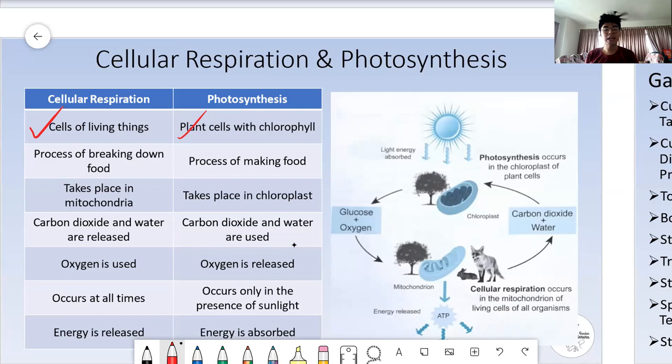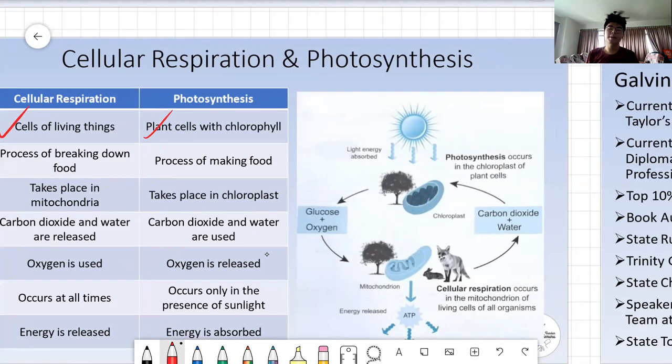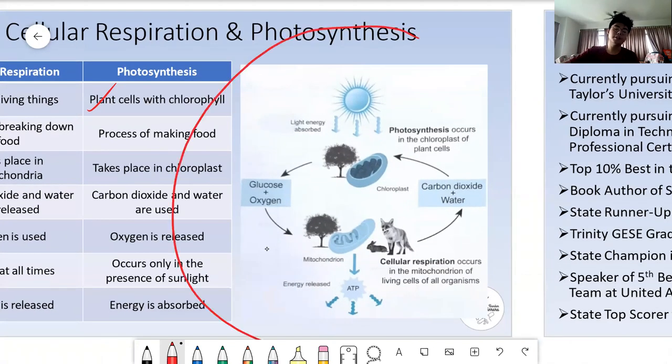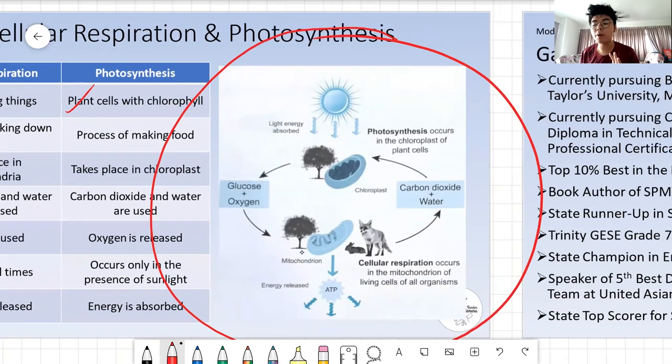Now, respiration: energy being released. You remember just now? 2,989 kilojoules of energy released with the oxidation and the breaking down of the glucose. Photosynthesis: energy being absorbed from the solar energy, from the sunlight. So we absorb the energy to carry out photosynthesis. So you see, our ecosystem, dalam ecosystem kita, is a balanced ecosystem. One going to release energy, one going to absorb energy.